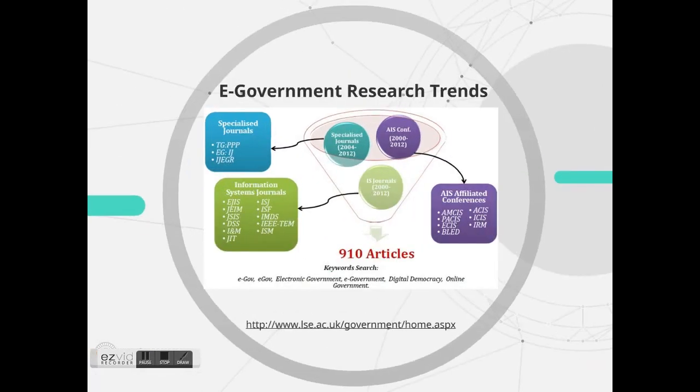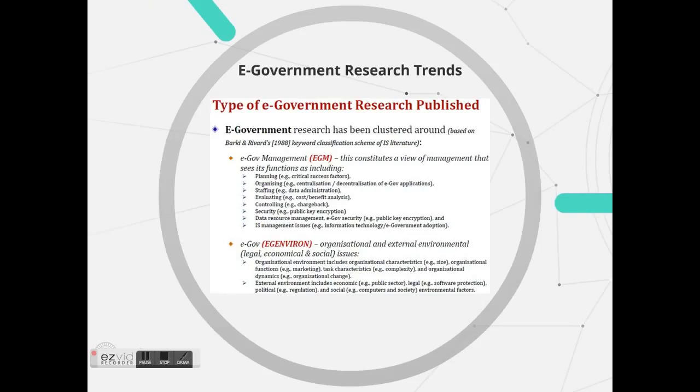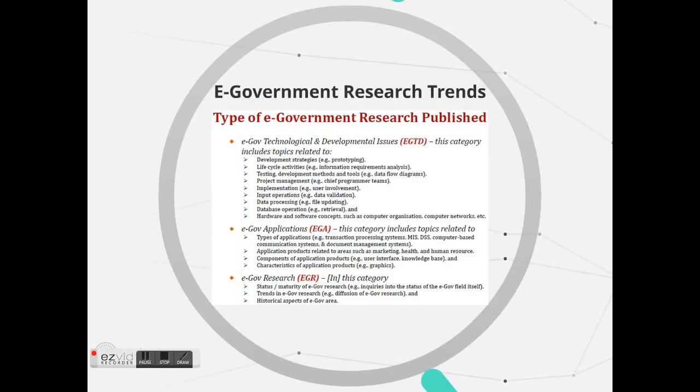process. The third area of research about electronic government is recognized to be the technical and development issues, which mostly include development strategies, what are the strategies for development of electronic government, life cycle activities, testing, development, methodologies, tools, project management, implementations, operations, data processing, mainly technological view of those things, right?